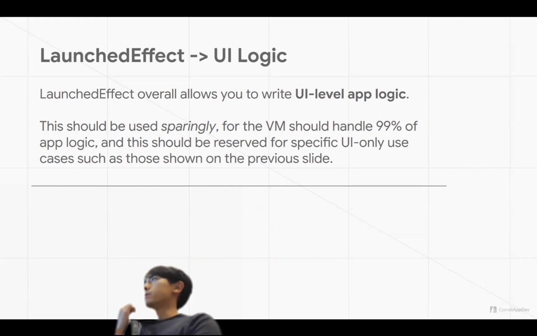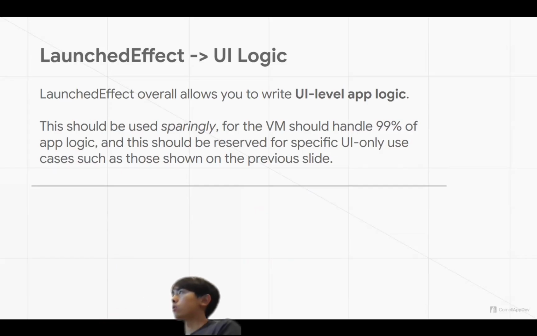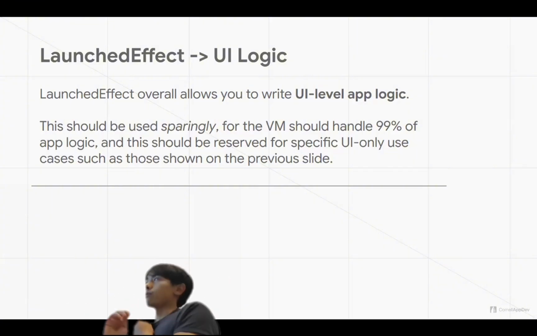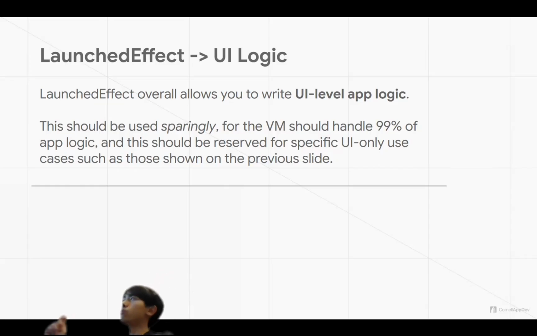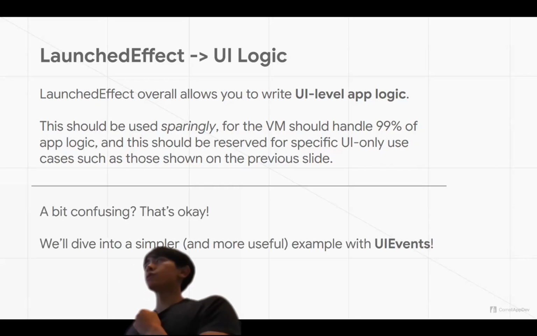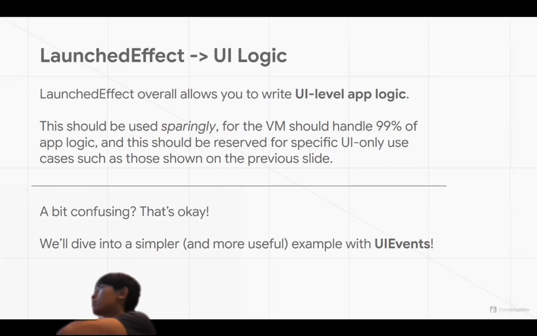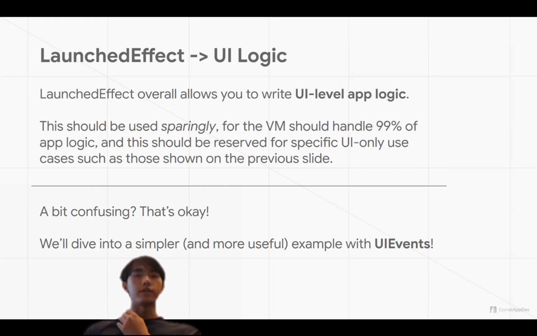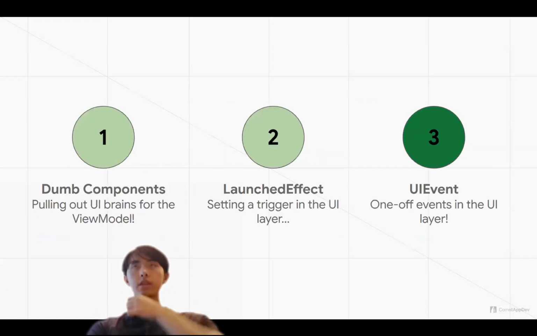It might be a little unclear where this will come in handy. LaunchedEffect allows you to write UI-level logic. For the vast majority of cases, the view model should have 99% of your app logic, so this is reserved for those UI-only cases where you need to use your UI layer for whatever reason, as we saw on the previous slide. It's a bit confusing, but that's okay. We'll dive into the most useful example of this with UI events in the next part. So without further ado, let's go into UI events.